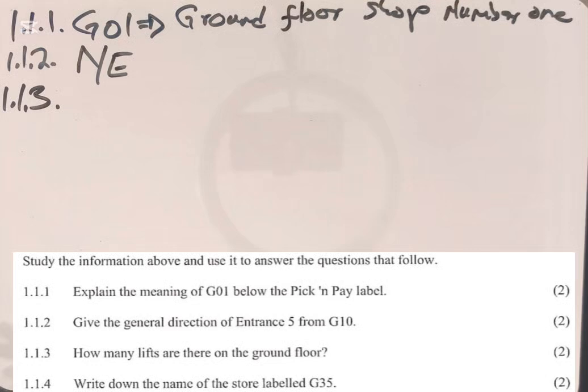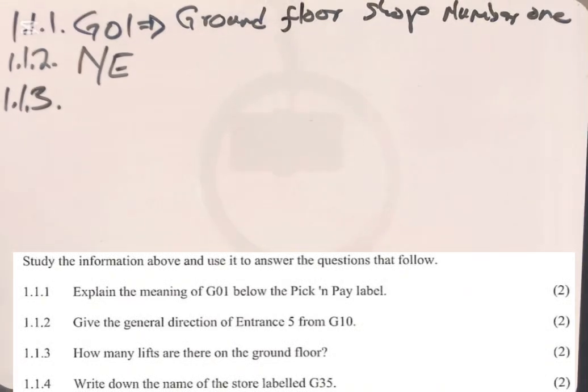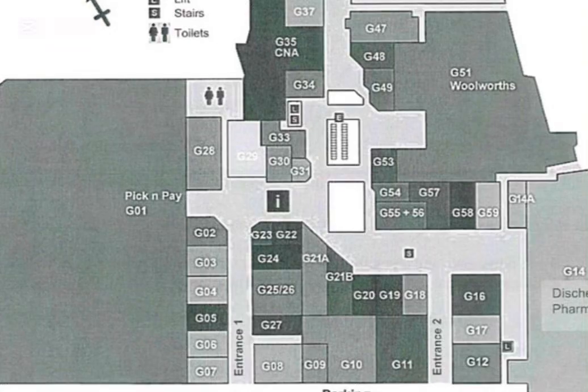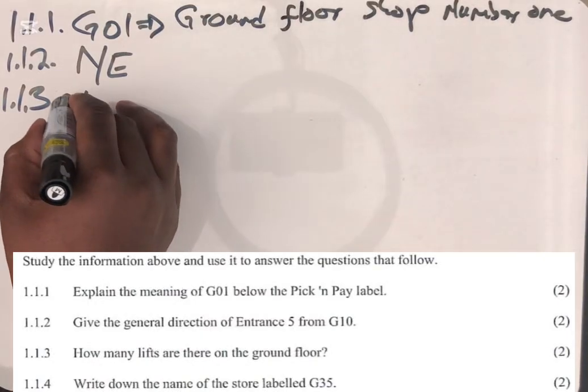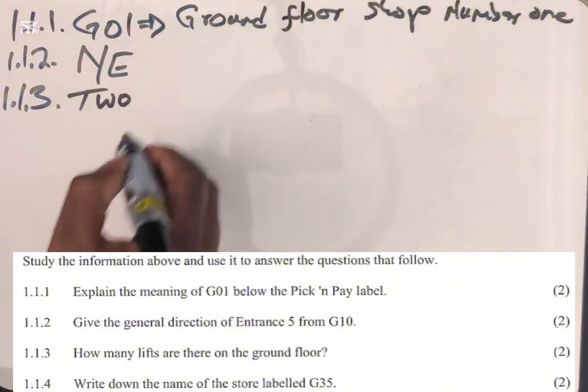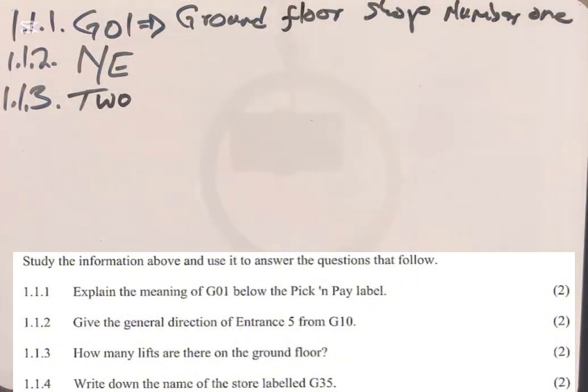1.1.3. How many lifts are there on the floor plan? Not to forget that lifts are represented by the letter L. So we just move around and check letter L's here. So how many are there? We're having this. We also have another L below G34. So in all, we are having how many lifts? We're having 2 lifts here.